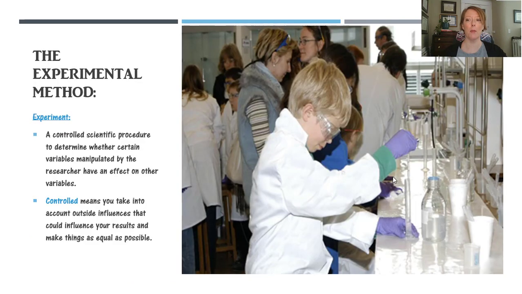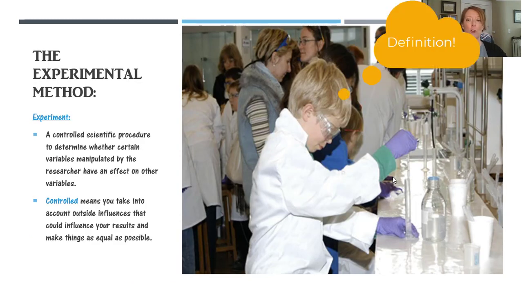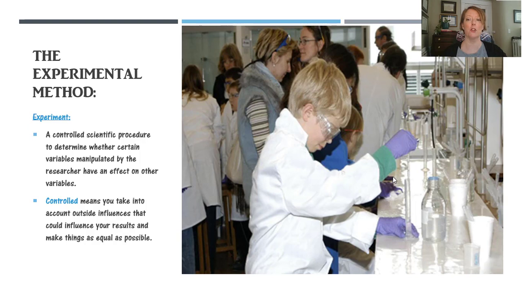When we're discussing the experimental method, an experiment is a controlled scientific procedure to determine whether certain variables manipulated by the researcher have an effect on other variables. Controlled means that you take into account outside influences that could influence your results and make things as equal as possible. If you will recall, this is the only way that a researcher can truly state whether a variable has a causal effect on the variable that is being measured. It's the only method that we use as psychological researchers to determine cause and effect.